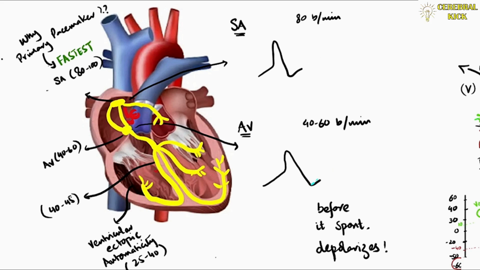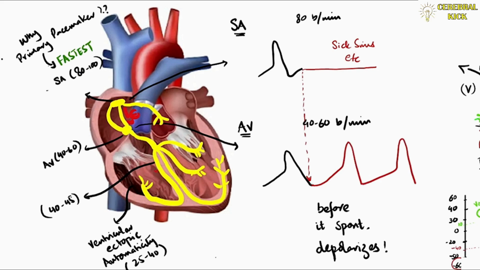Now understand this in another way. What if the SA node was diseased and it did not give away the spontaneous depolarization or the impulse? So the AV node would wait for the SA node. Once there is no extrinsic impulse coming from the SA node, the AV node would go into its intrinsic mode of 40 to 60 beats per minute auto generation, right? And the ventricle would then follow the AV node at 40 to 60 beats per minute.